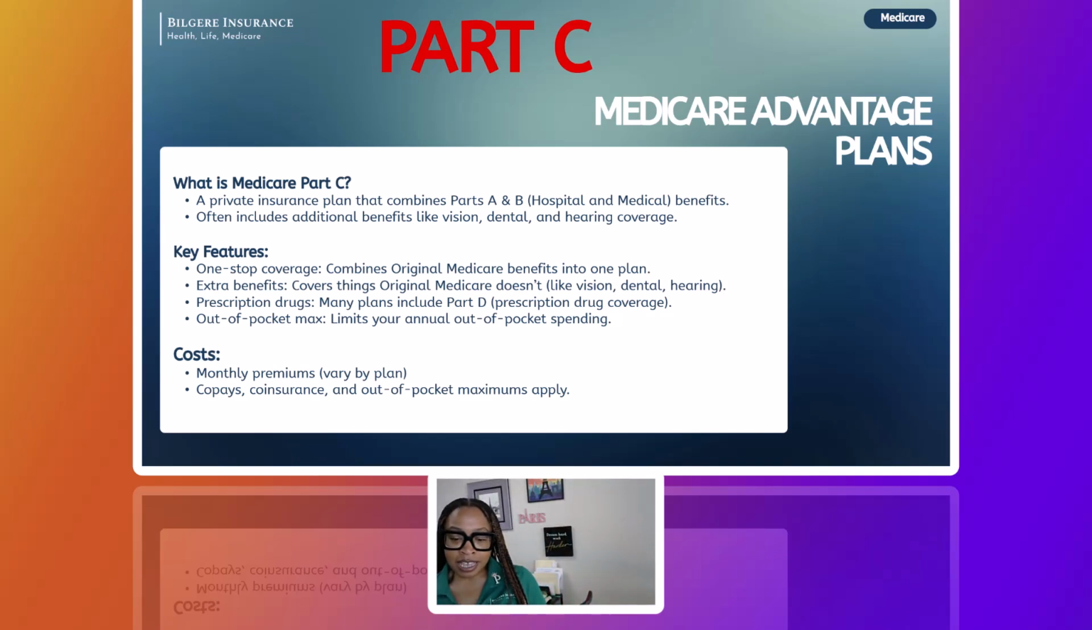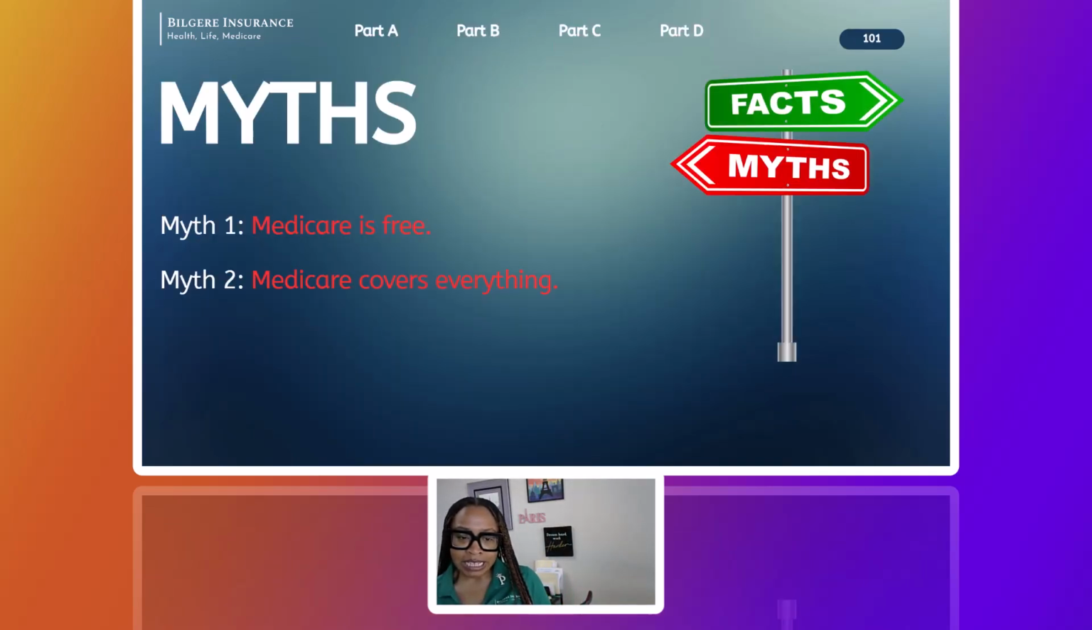So let's stop really quick and see if these are myths or facts. So is Medicare free? Now, while Part A can be free, we know the answer to this. Medicare is not free. It has a lot of out-of-pocket costs. Number two, myth or fact, Medicare covers everything. Well, as we learned from myth one, this is also a myth because Medicare does not cover everything and there are gaps, which we're going to get right on into.